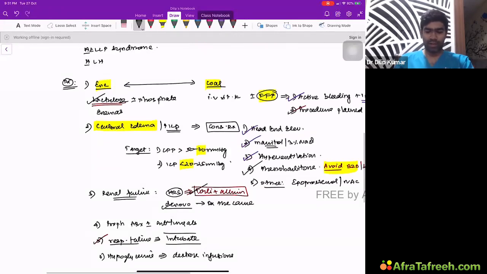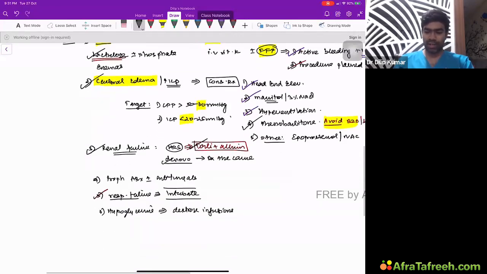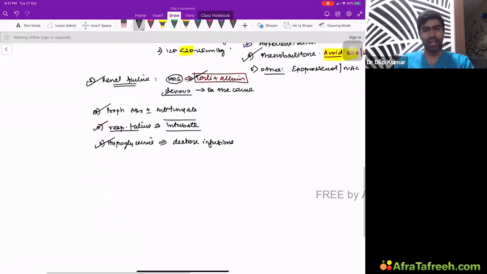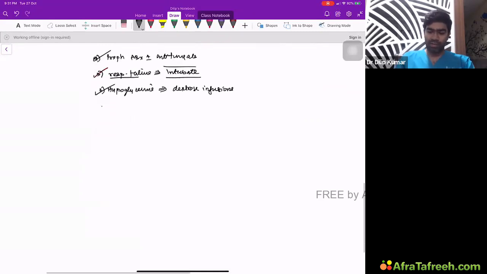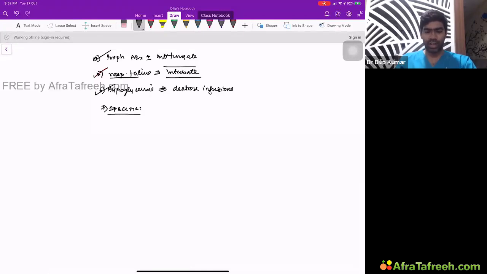So till now, whatever I have told is for encephalopathy, coagulopathy, cerebral edema, raised ICP, renal failure, prophylactic antibiotics, respiratory failure, hypoglycemia. All these things are supportive management. But apart from that, you need to give some disease-specific management. This is too much for you, but still there is some disease-specific management, because depending on what disease you're dealing with, you need to treat accordingly. Let me tell you in an easy way.